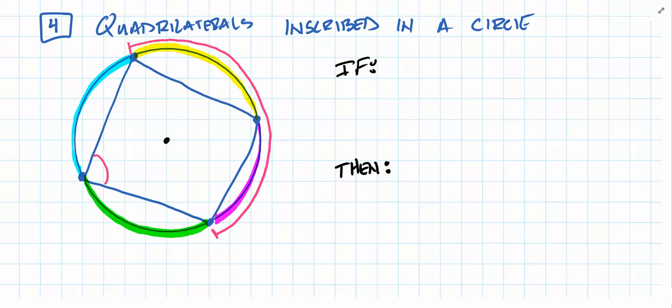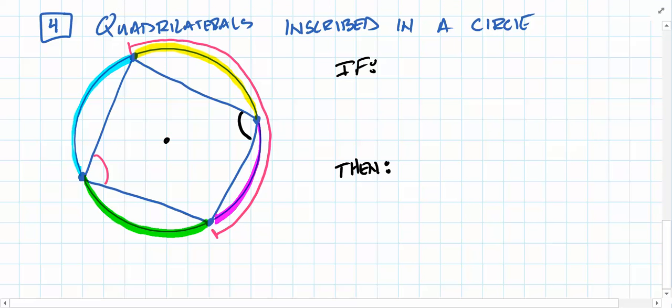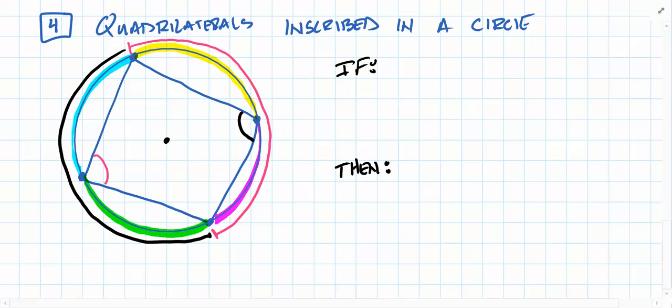I'm going to do this in black on the other side. Let's take a look at this angle over here, this inscribed angle. Would you agree that this is the intercepted arc of that right there? Would you guys agree with that? So then, what is the relationship between these two angles? Are they adjacent? Are they opposite? They're opposite angles. Opposite angles are congruent.